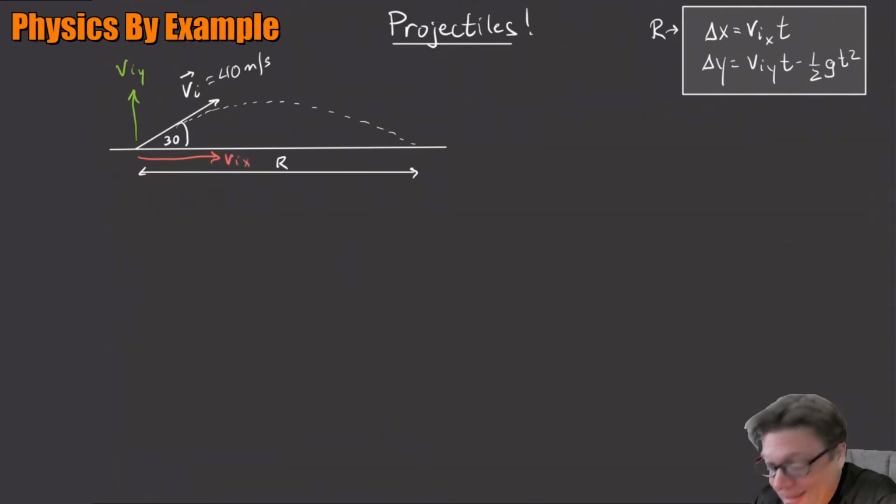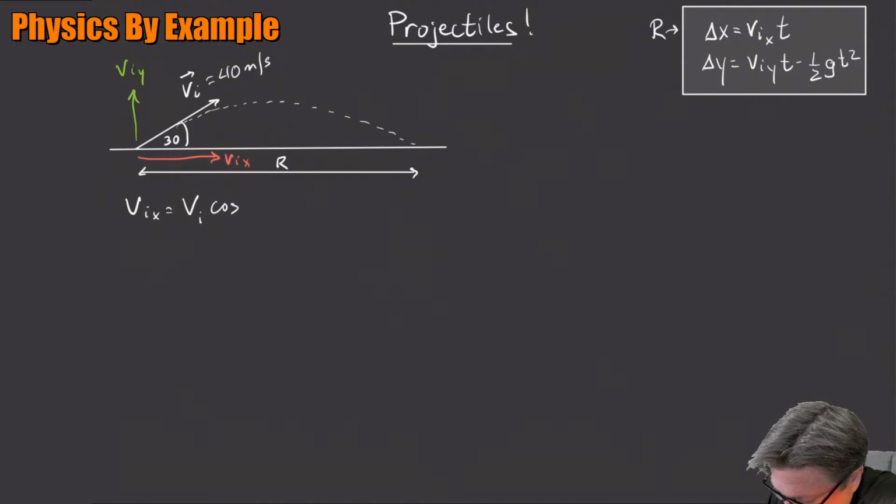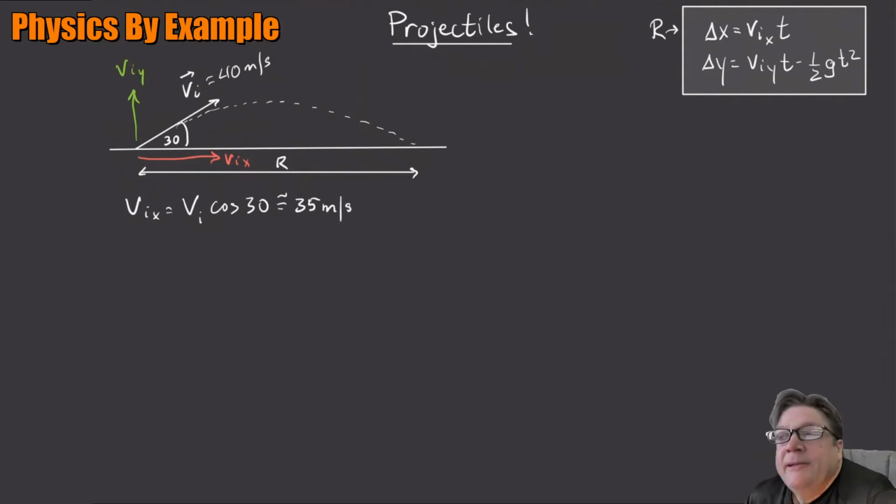All right, so we just need to separate that into components, but we know how to do that. VIX is going to be VI cosine theta. In this case, it's just going to be 30 degrees. Why don't I write down the 30 degrees? And 40 cosine 30 is going to be about 35. So out of that 40 meters per second, 35 meters per second is in the x direction. About, I think it's like 34.6, but I'm just going to round up to whole numbers just to make things a little bit easier. VIY is VI sine 30.